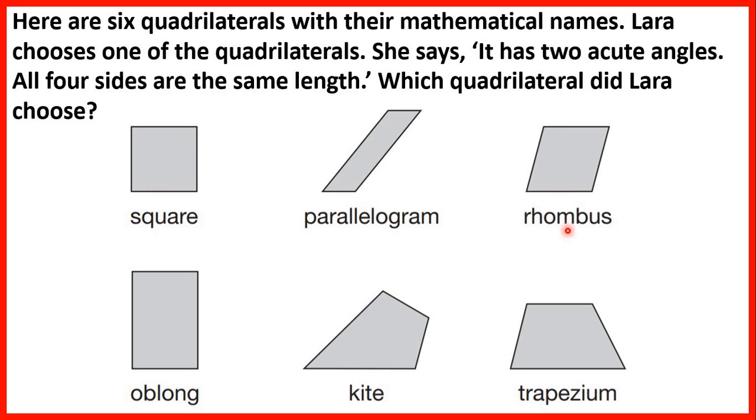So let's look at the rhombus. With a rhombus, all 4 sides are the same length, and we have 2 acute angles. We have 2 angles that are less than a right angle. So because we have 4 sides of the same length and 2 angles which are acute, we know that Lara must have chosen the rhombus.